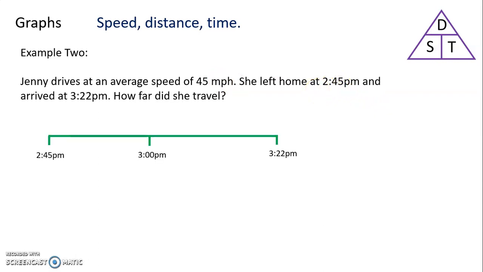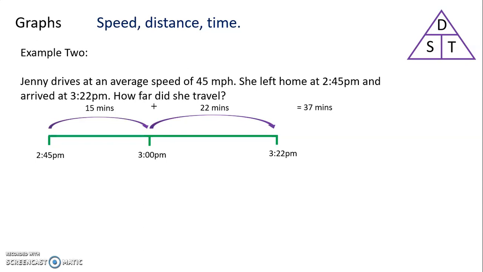So she started at 2:45 and arrived at 3:22, and I've marked on my timeline here 3 o'clock in the middle, and I know that it's 15 minutes until 3 p.m. and then another 22 minutes until 3:22. So the total time, if I add those two up, is 37 minutes.